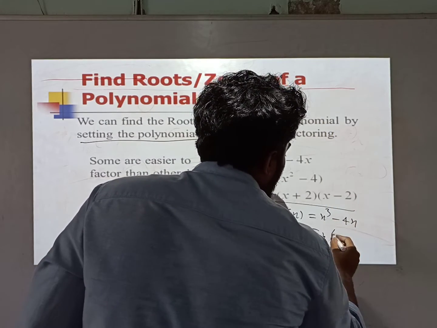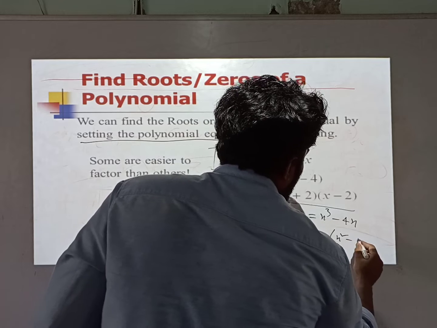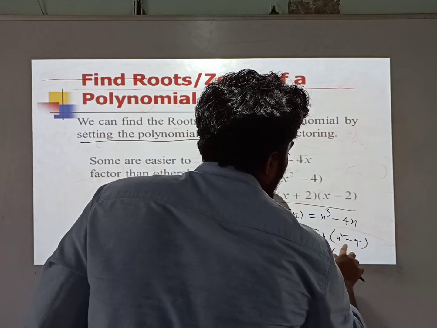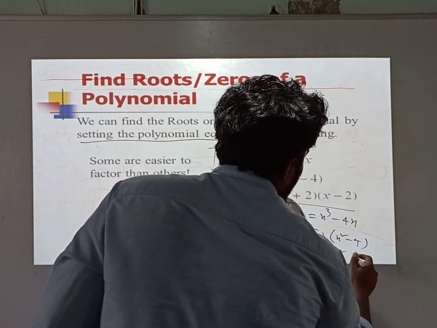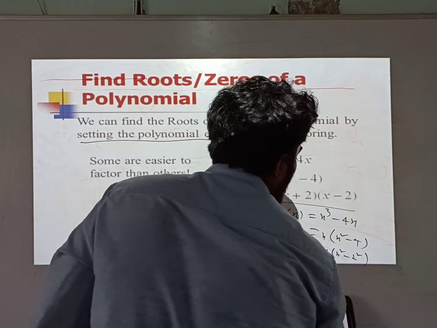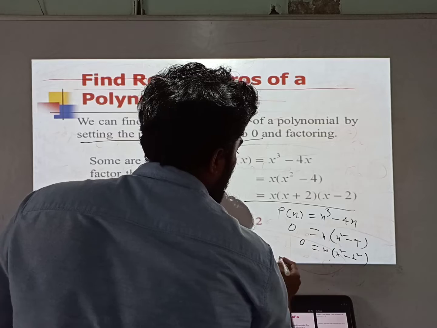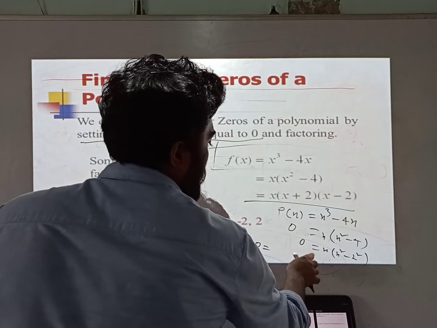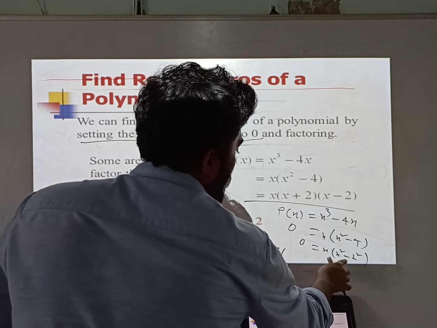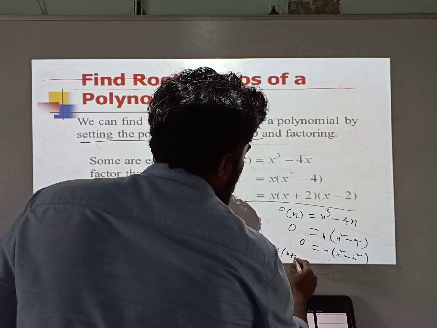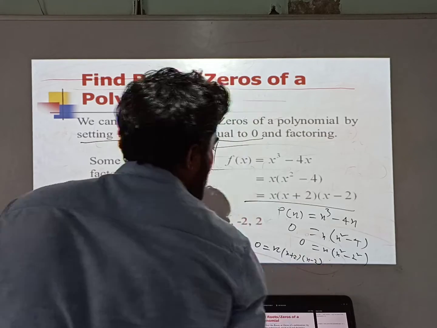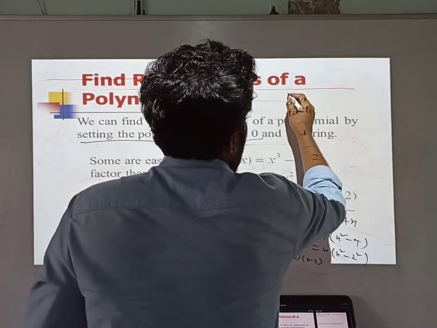So x is common, take x common. After that, x square minus 4. And x square minus 4 means x square and 4, where 4 is 2 square. Got it? So finally what can I write? This is 0, so I can write 0 equals x times (x square minus 2 square). That is a square minus b square, which is (a plus b) into (a minus b). Are you getting my point?